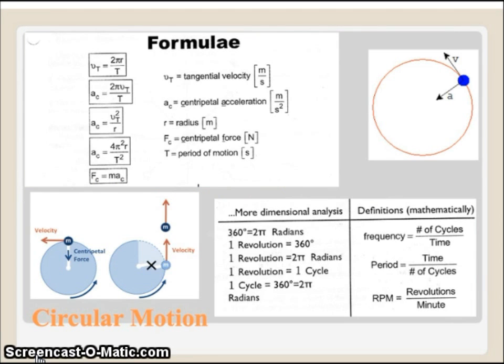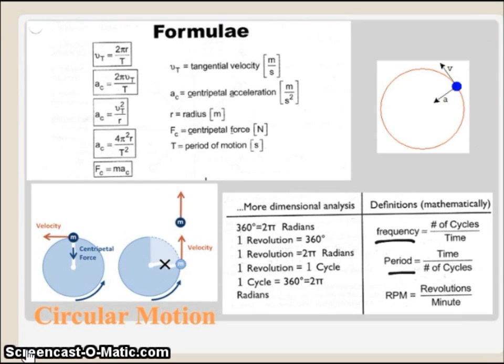Uniform circular motion is really just described as the motion of an object traveling in a circular path at constant speed. The period of motion is the time it takes to make one full rotation. It would be the time it takes you to go from this point on the circle all around the circle and back to where it started.